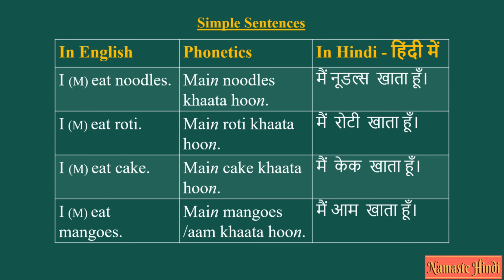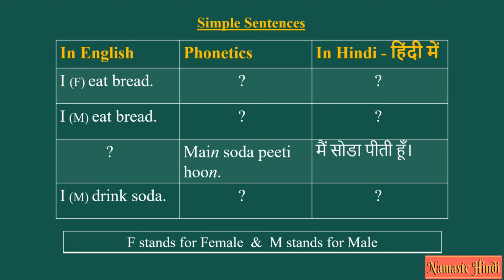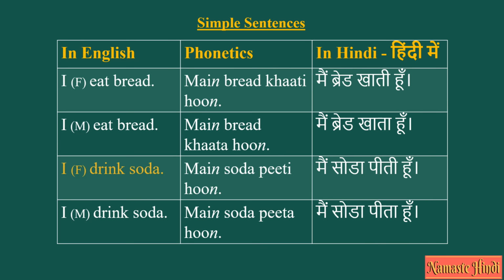I eat noodles. मैं noodles खाता हूँ. I eat roti. मैं रोटी खाता हूँ. I eat cake. मैं केक खाता हूँ. I eat mangoes. मैं mangoes खाता हूँ. और मैं आम खाता हूँ. I eat bread. मैं ब्रेड खाती हूँ. I eat bread. मैं bread खाता हूँ. I drink soda. मैं सोडा पीती हूँ. I drink soda. मैं सोडा पीता हूँ.